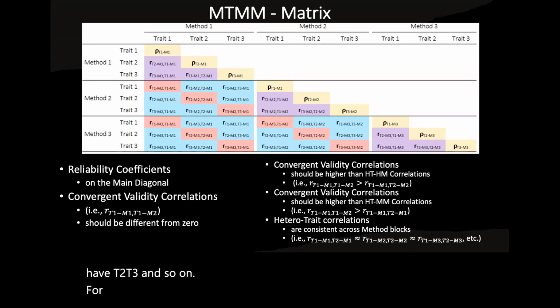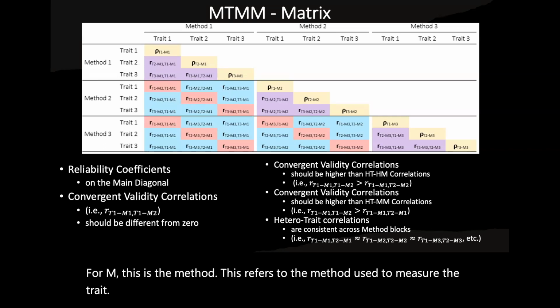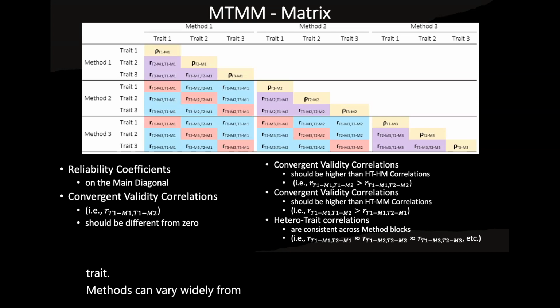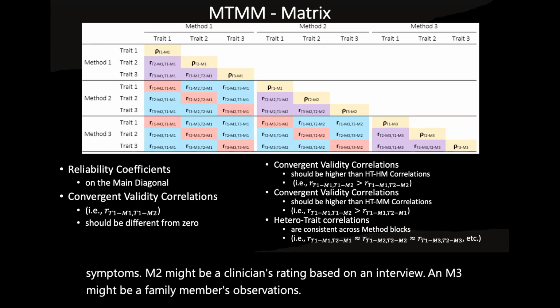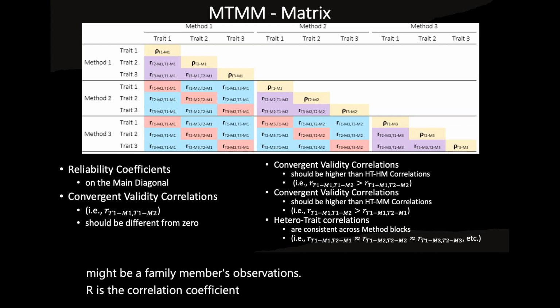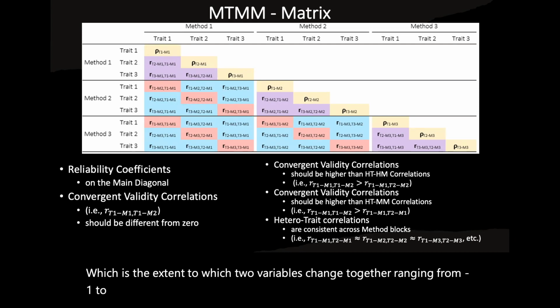For M, this is the method. This refers to the method used to measure the trait. Methods can vary widely, from self-reports to clinician ratings to third-party observations. In the context of PTSD, M1 might be a self-report questionnaire about symptoms. M2 might be a clinician's rating based on an interview, and M3 might be a family member's observations. R is the correlation coefficient, which is the extent to which two variables change together, ranging from -1 to +1.